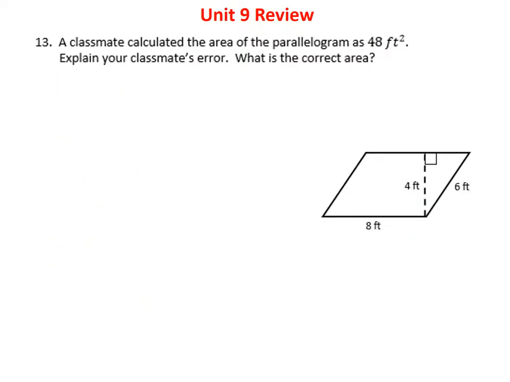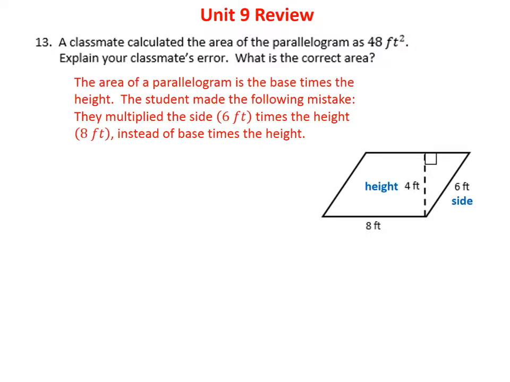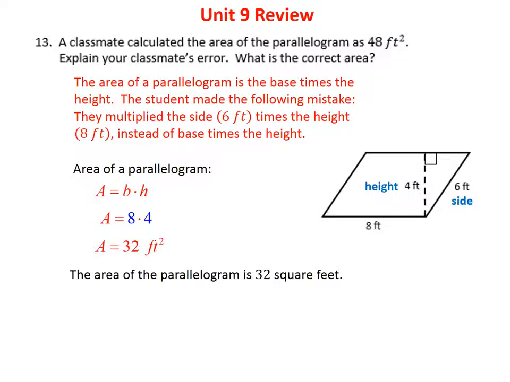In number 13, we're shown a simple parallelogram, and we're asked to find out what error our classmate made. They calculated the area to be 48 feet squared. So we look at the figure and ask, how would they have gotten 48? Well, you can see that they obviously multiplied 8 times 6. That's 48. However, that's actually the base times the side, not the base times the height. And the area of a parallelogram is not the base times the side, it's the base times the height. So the correct area is 8 times, not 6, but 8 times 4, or 32 feet squared. And so the area of the parallelogram is 32 feet squared.